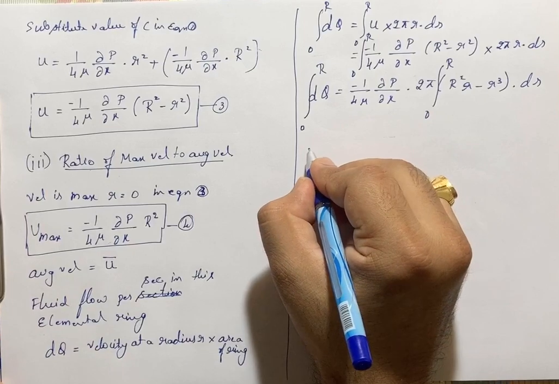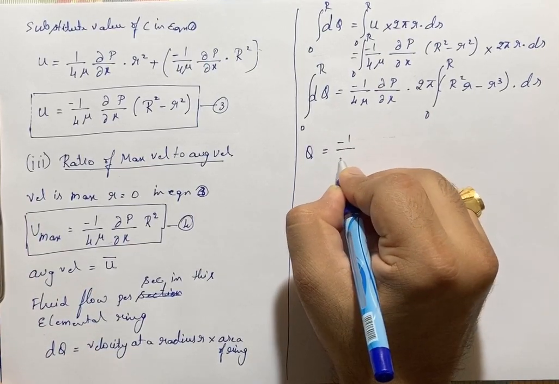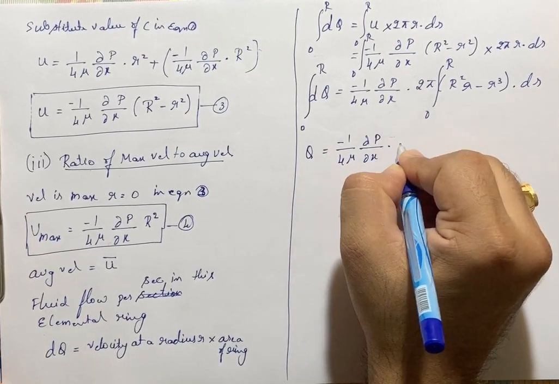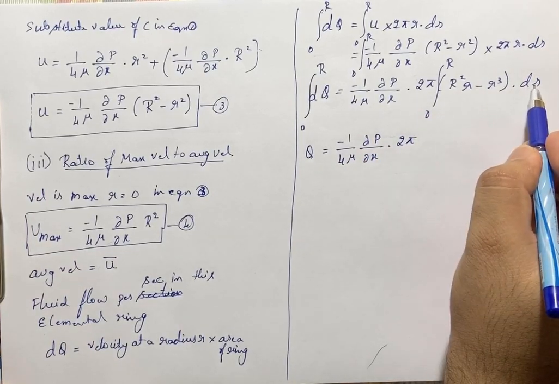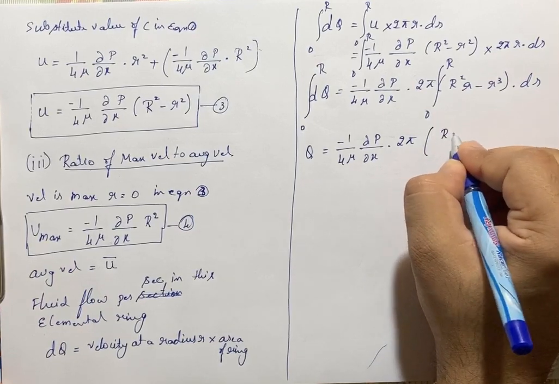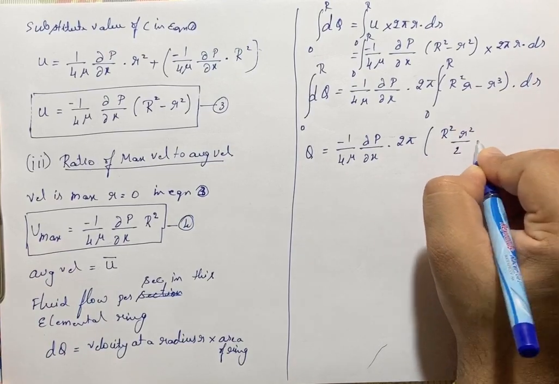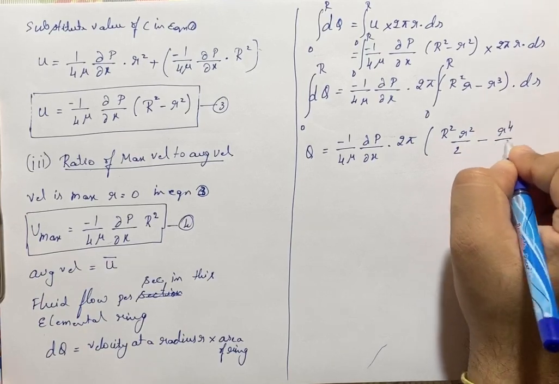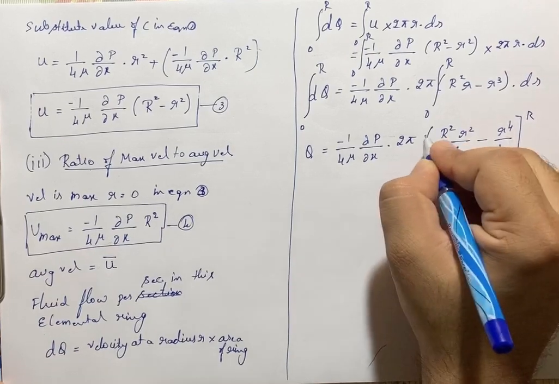When I do that, this becomes Q. Q is equal to minus 1 divided by 4 mu dou p by dou x into 2 pi. Here the integration of r will be r square by 2, multiplied by capital R square, minus the integration of r cube, which will be r raised to 4 divided by 4, with limits 0 to capital R.